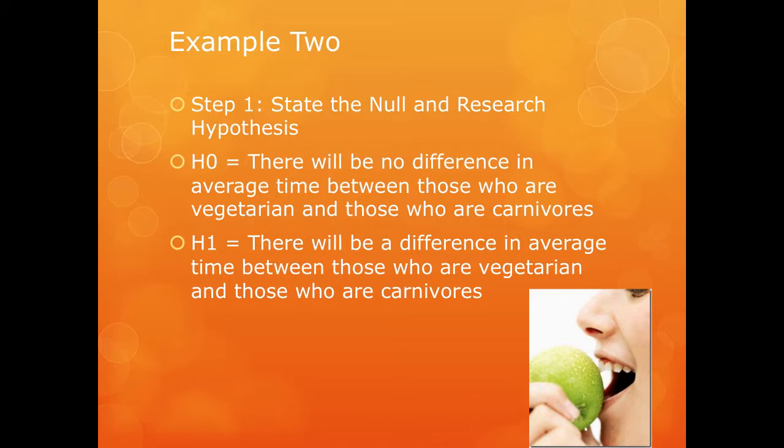So an alternative hypothesis that would state that the carnivores will be faster than the vegetarians, that would be directional, but in this particular case would be wrong because this is not what the researcher is looking for. So pay attention.